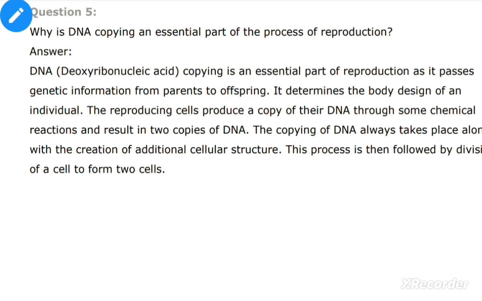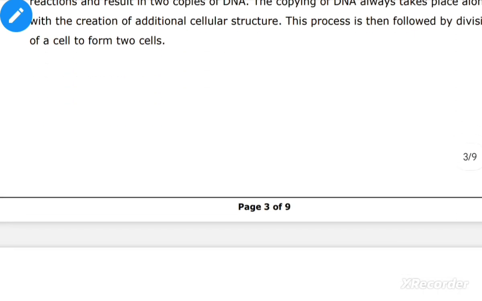The reproducing cells produce a copy of DNA through some chemical reactions and result in two copies of DNA. The copying of DNA always takes place along with the creation of additional cellular structures. This process is then followed by division of a cell to form two cells.